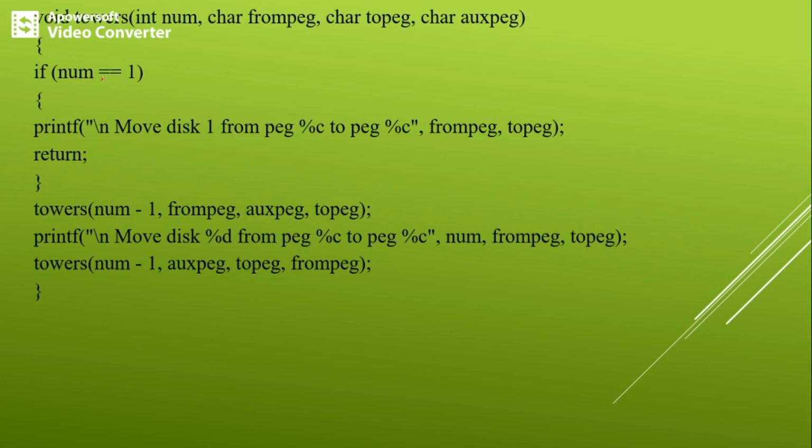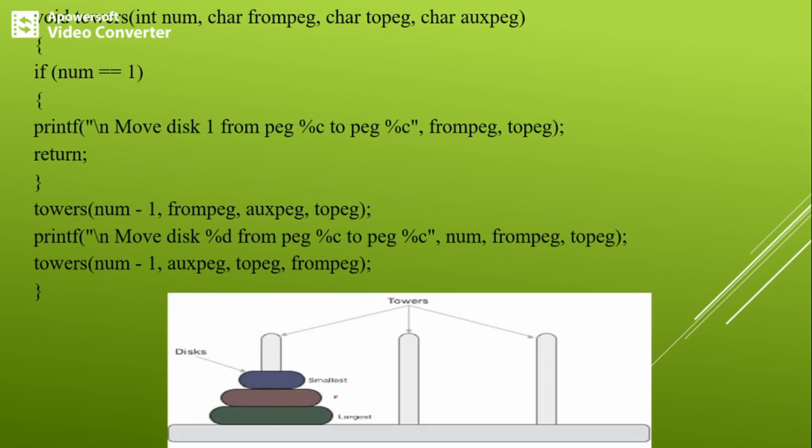Next, suppose the number of disks is more, let's consider the number of disks is 3. To move the disks from the from peg to the to peg, what do you have to do? First we have to move n-1 disks, in this case 2 disks. I am going to move them from the from peg to the auxiliary peg, using the to peg.